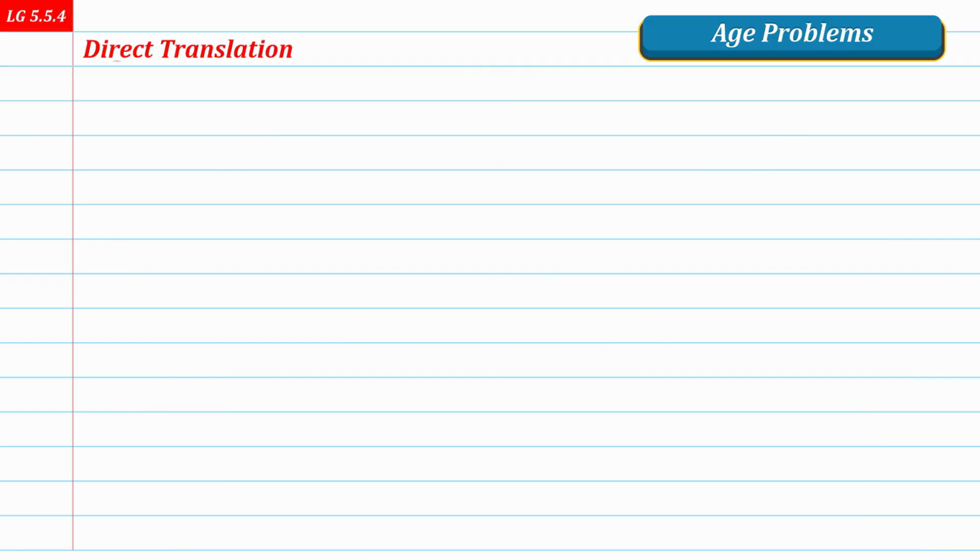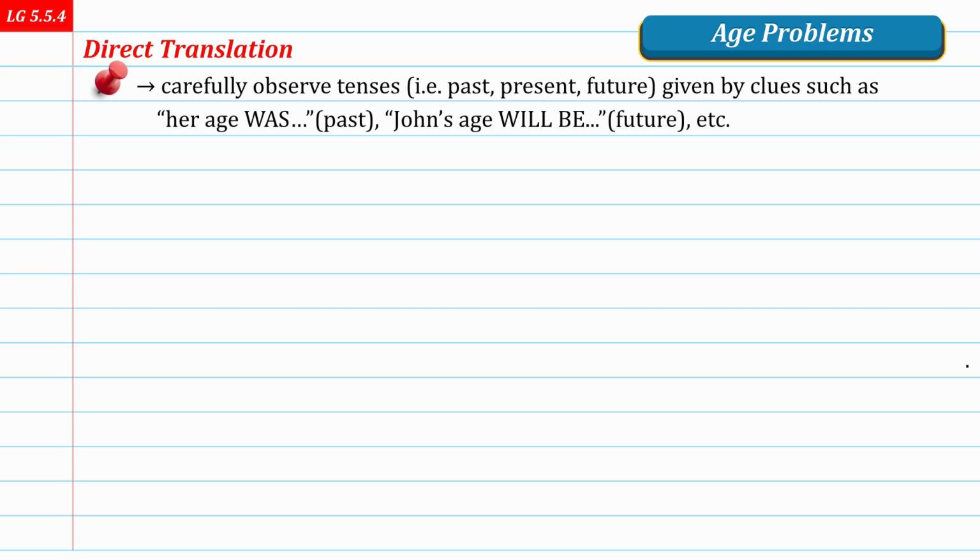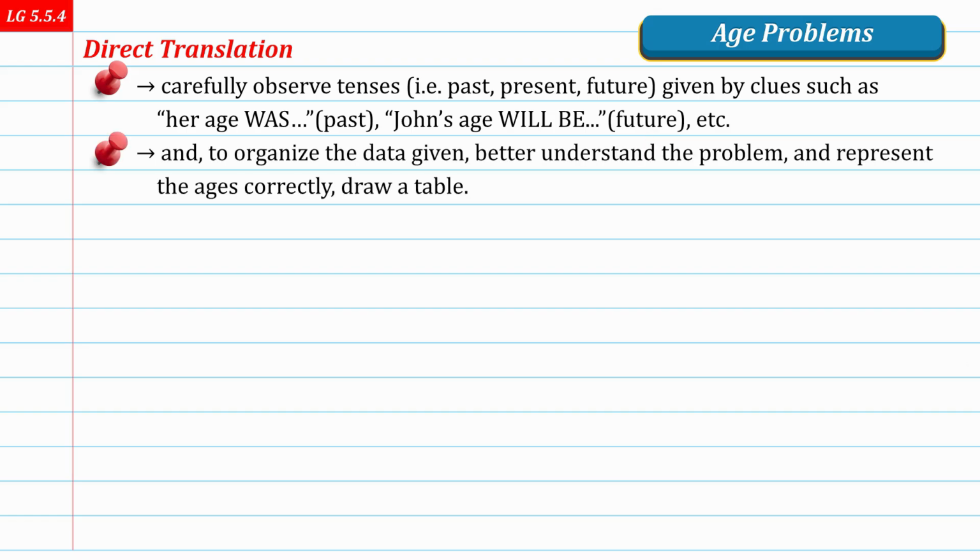Hello everyone! Today we're diving into one of the most common types of algebra puzzles, age problems. These problems are all about relationships between ages at different points in time. Now, the first crucial step is to carefully observe the tenses used in the problem. Clue words like "was" tell you about the past. Clues like "will be" or "hence" tell you about the future. Take note of those. Now, the second and most helpful step is to draw a table.